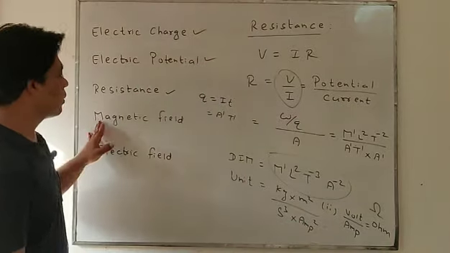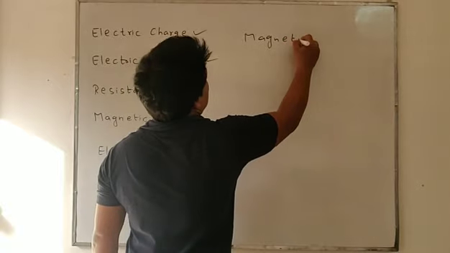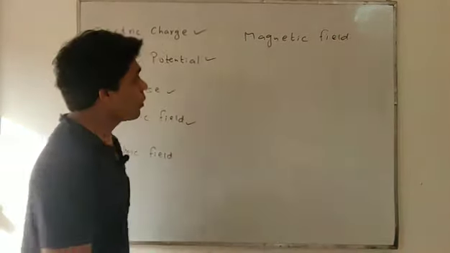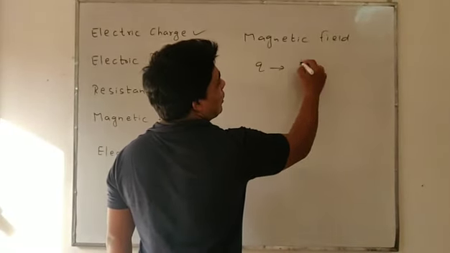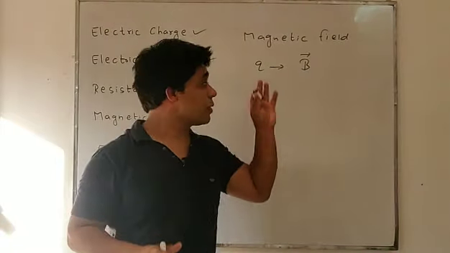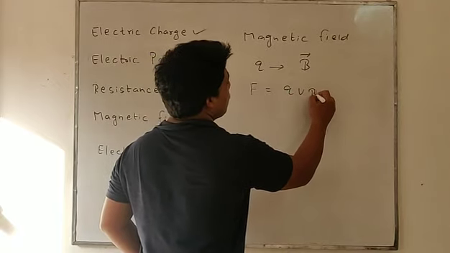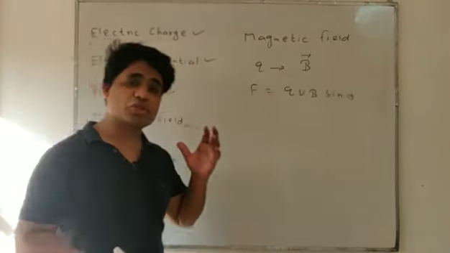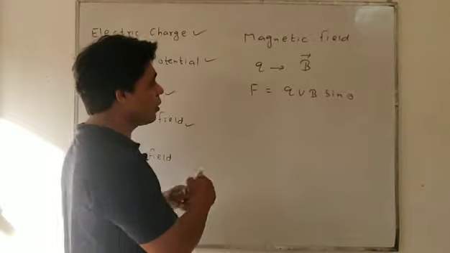Now next is magnetic field. Actually we will discuss magnetic field in class 12. Whenever a charge enters a magnetic field, which is represented by vector B, it experiences a force, and that force is given by F equals Q V B sin theta. This is called magnetic force. We'll discuss it in 12th class. Here we need only the formula.